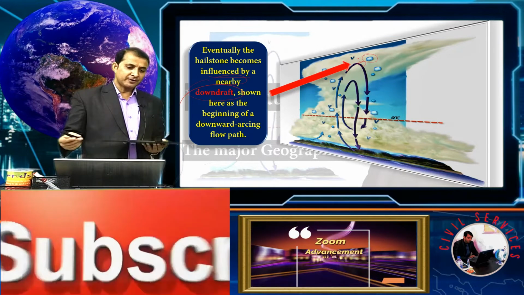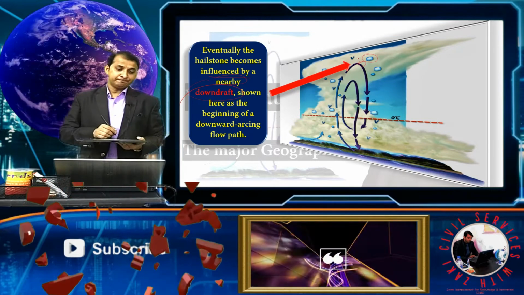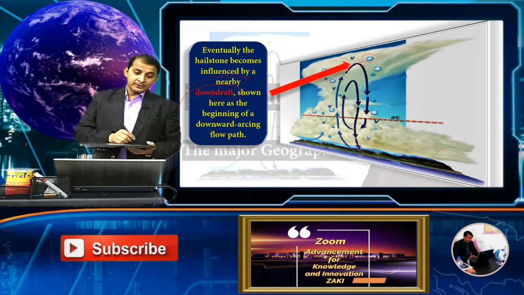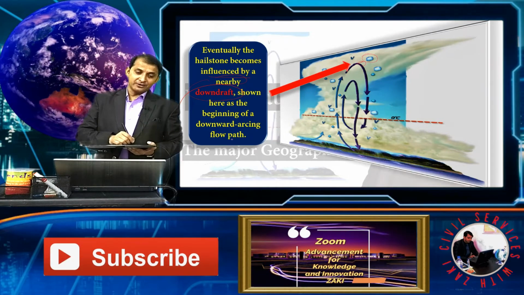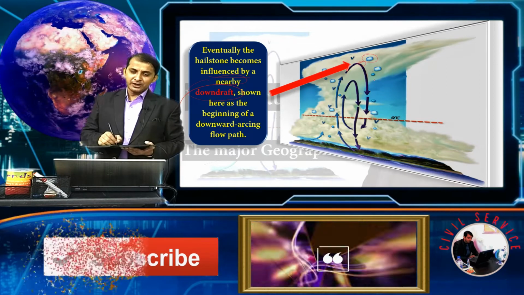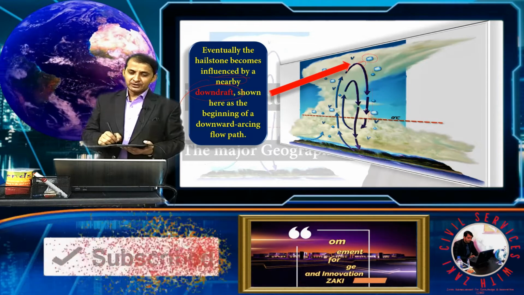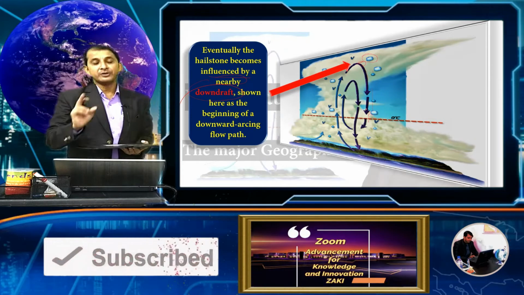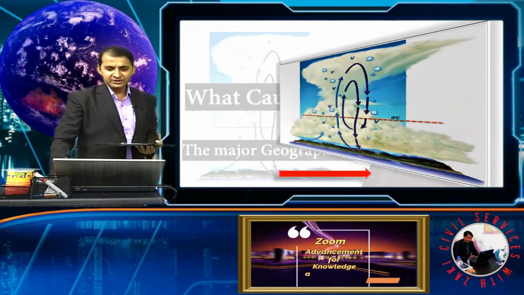Nearby downdraft. So the hailstone begins in the downdraft and arcs along a follow path. These are the types of follow paths, and finally they reach below the freezing point. So see the next step.